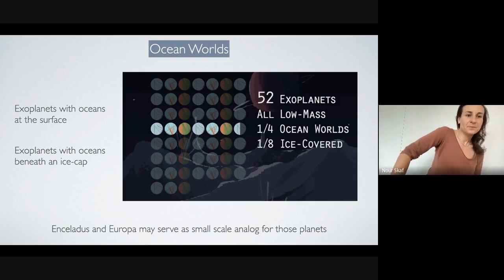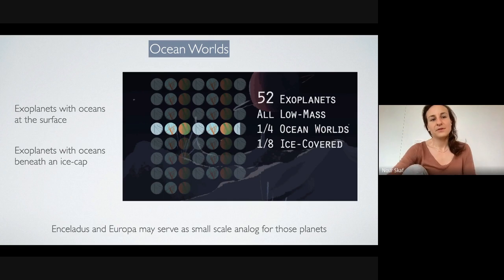Here's an image as an example of how many ocean worlds we have. Let's say we have 52 exoplanets. They're all low mass exoplanets, and a quarter of them would be ocean worlds, and an eighth of them would be covered by ice. So water worlds are actually very common. Ocean worlds are very common.